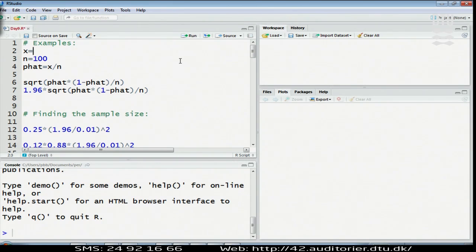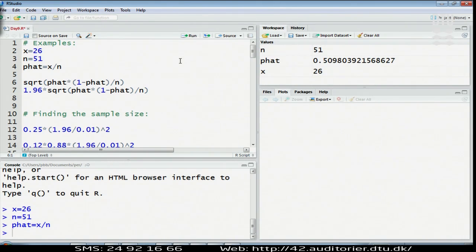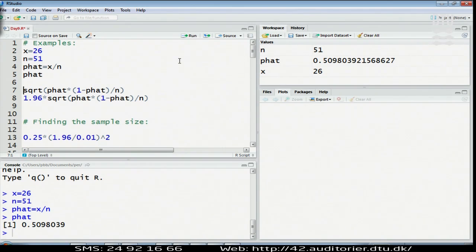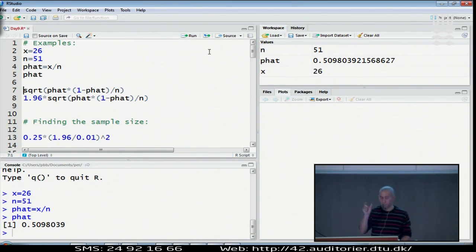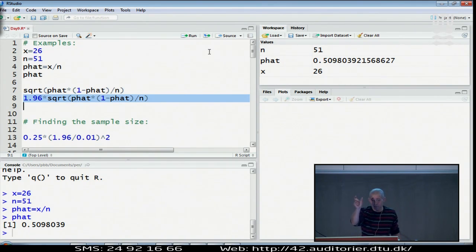Now I had 26 out of 51, right? What is p hat? 51%. 51% thought there was a problem. What is the uncertainty? What is the confidence interval for this one? Please remember that my formula on the slide said that I should take plus minus, if I take the 95% confidence interval, the standard normal quantile point, which you should remember.